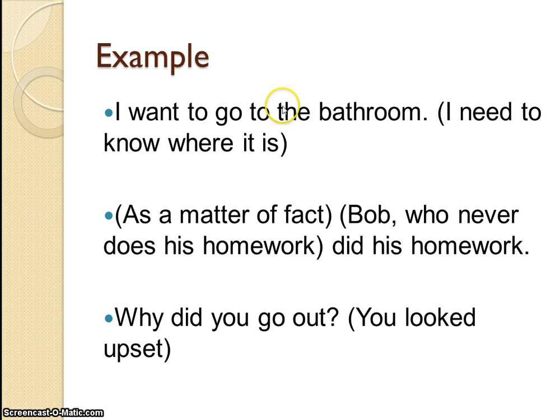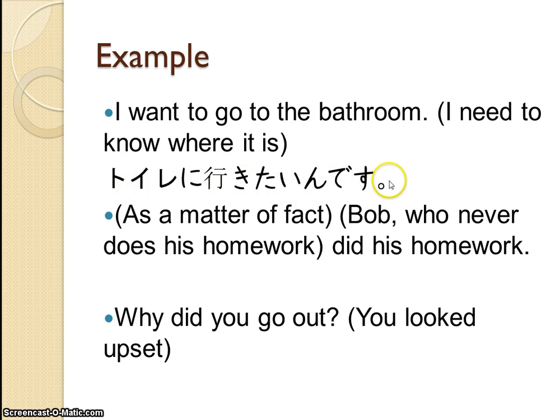So here are some examples. I wanted to go to the bathroom. I need to know where it is. If you want to say I wanted to go to the bathroom, it'd be 私はトイレに行きたいです. Now, how would you make that same statement into a more explanatory one? That would be トイレに行きたいんです. Can you say 行きたいです and still convey the same message? Yes, you can. But if you're talking in context, like, I don't feel good, I'm not doing very well, therefore I want to go to the bathroom, then you would say たいんです.